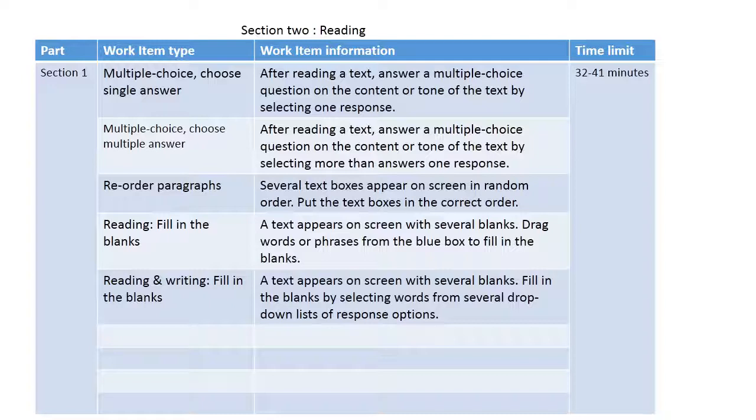Then next we have the reading section, and this reading section has 5 parts. First is multiple choice, choose single answer. In this section, after reading a text, you have to answer a multiple choice question on the content or tone of the text by selecting one response only. The next is multiple choice, choose multiple answers. After reading a text, answer a multiple choice question on the content or tone of the text by selecting more than one response.